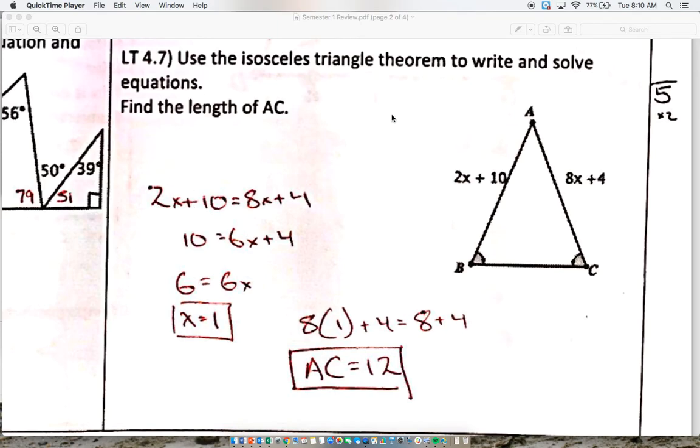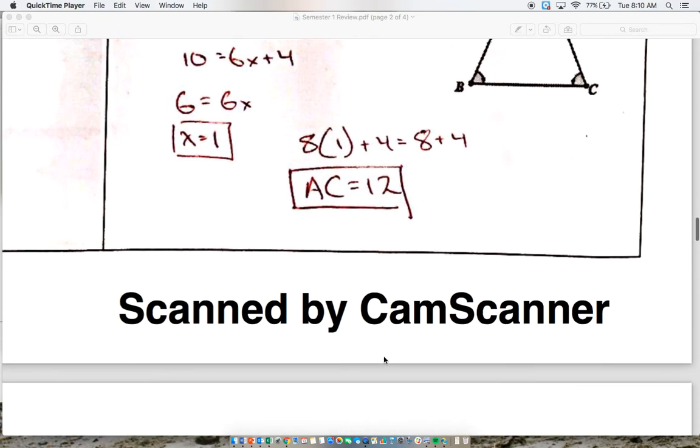This one does ask me to find the length of AC, and so I'm just going to go ahead and plug that in for here. 8x plus 4 becomes 8 times 1 plus 4, which gives me 12.